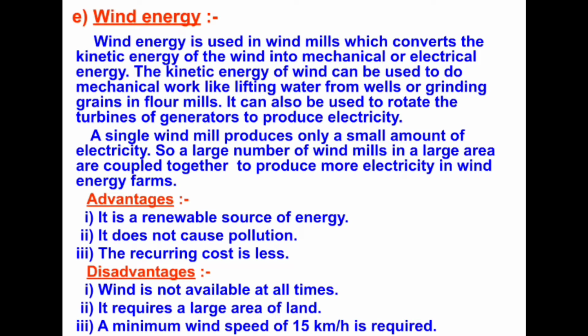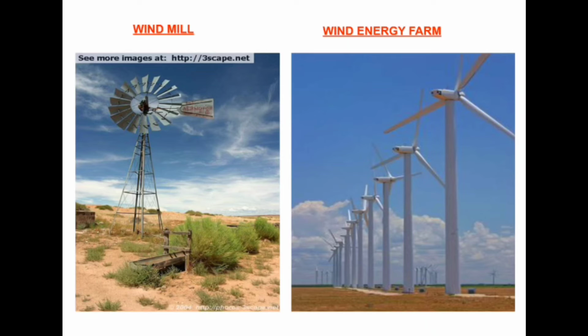Advantages: it is a renewable source of energy. Second, it does not cause pollution. The recurring cost is less. Disadvantages: first, wind is not available at all times. Second, it requires a large area of land. And third, a minimum wind speed of 15 km per hour is required. Windmill and wind energy farm is shown.